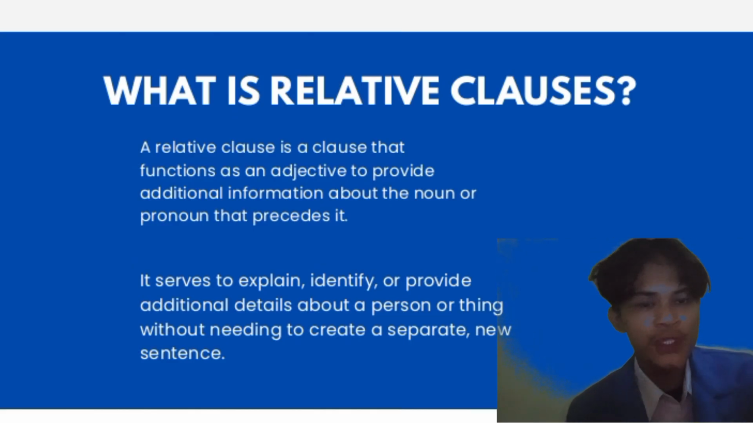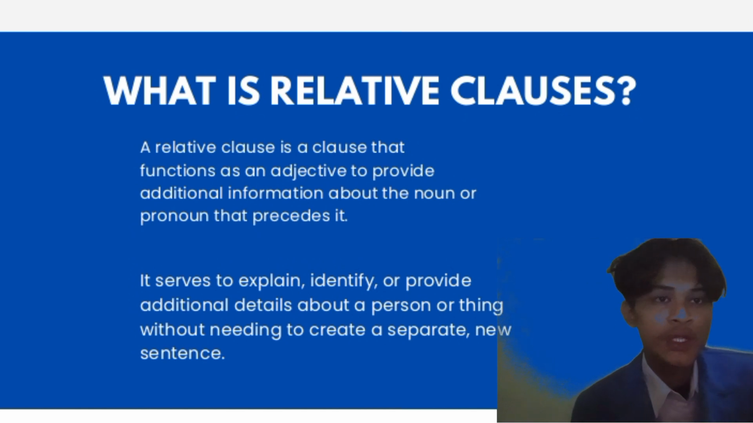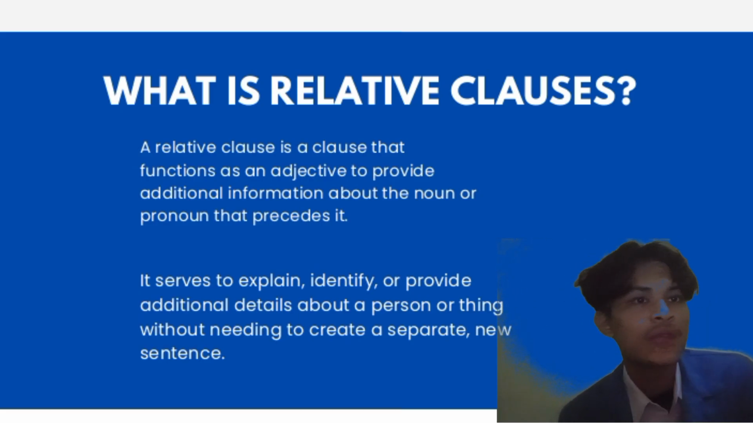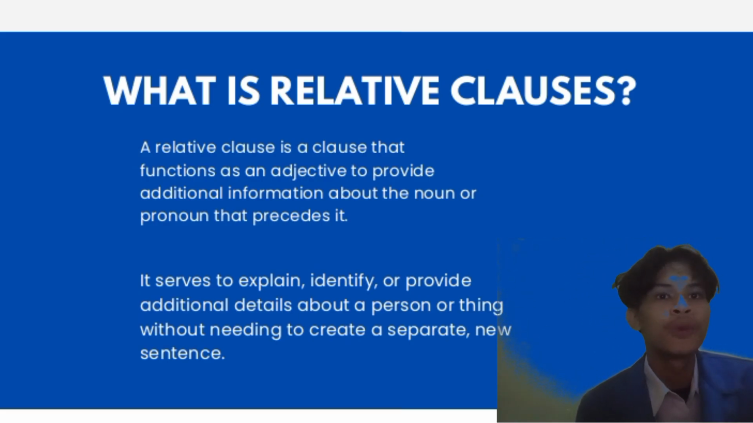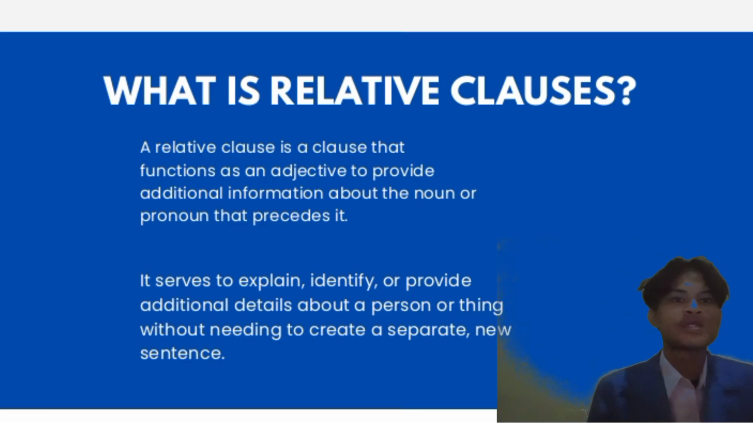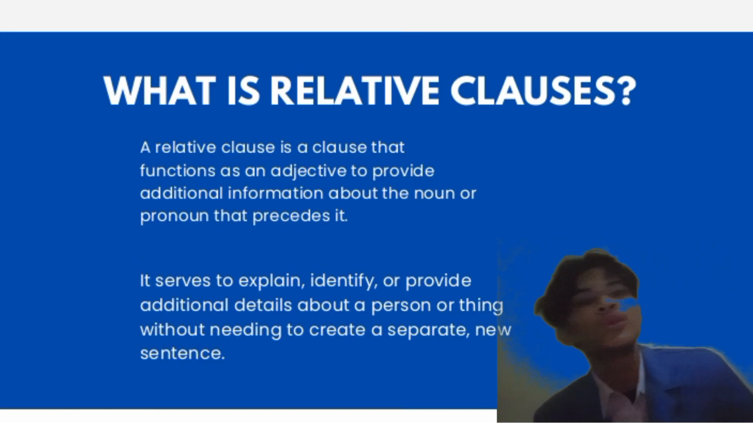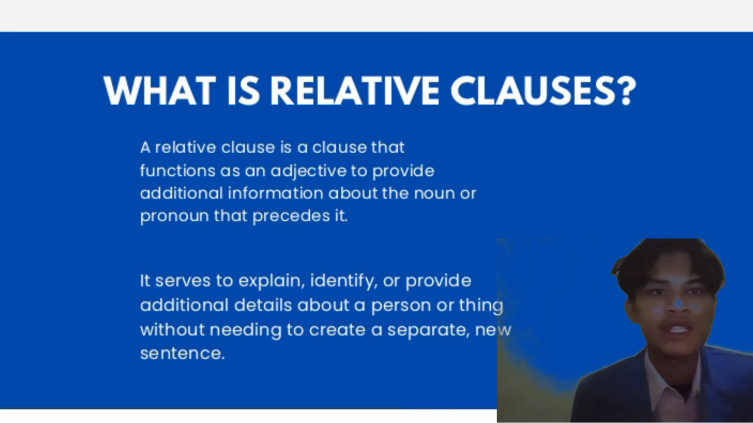What is a relative clause? A relative clause is a clause that functions as an adjective to provide additional information about the noun or pronoun that precedes it. It serves to explain, identify, or provide additional details about a person or thing without needing to create a separate new sentence. So it means if we use a relative clause, we don't need to put a new sentence.